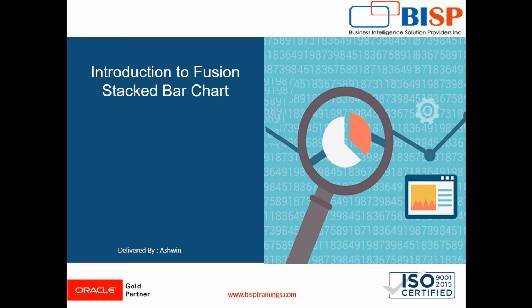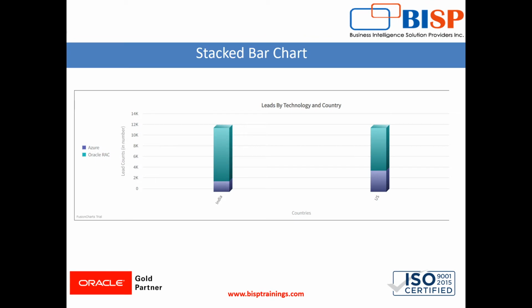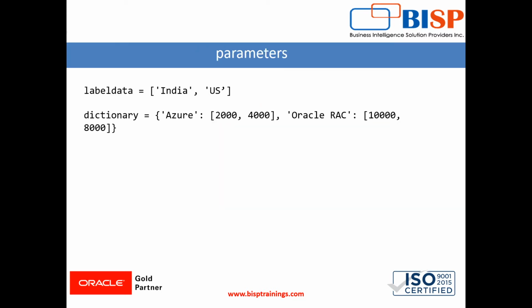Today we are going to see how a stacked bar chart is rendered and populated. Look at this. In our last video we learned how to render a simple bar chart, but when we have to show more data in a different way, we use the stacked bar chart like this. And this is how we send the parameters.